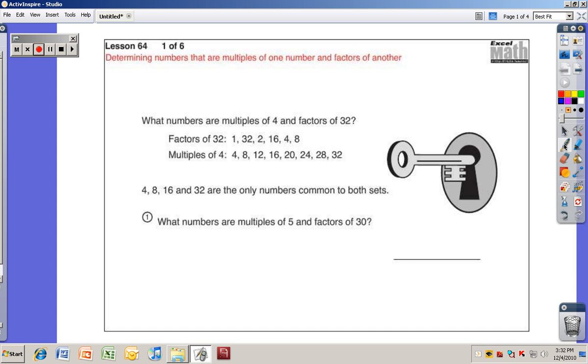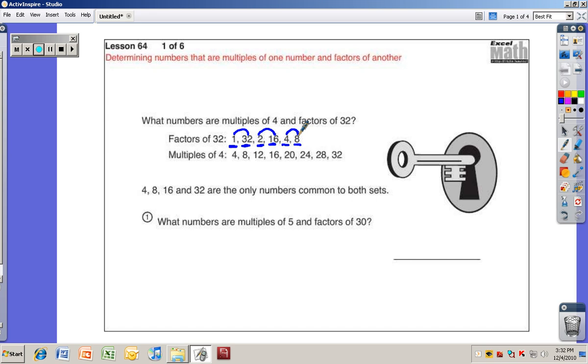Factors are the numbers that you can divide evenly into a number. So the factors of 32, as you can see here, are 1 and 32, 2 and 16, because 1 times 32 is 32, 2 times 16 is 32, 4 and 8, because 4 times 8 is 32. Multiples are numbers that we use when we skip count, so you've got the multiples of 4 here as 4, 8, 12, 16, 20, 24, 28, 32, basically like what we do in the Psalms.